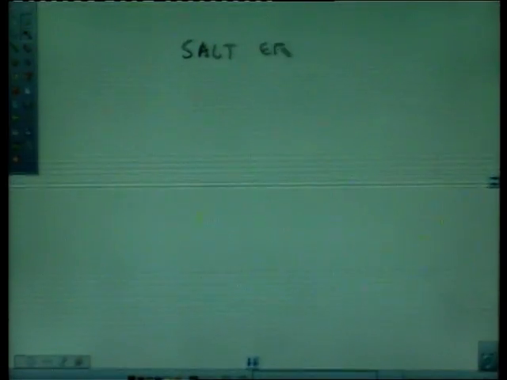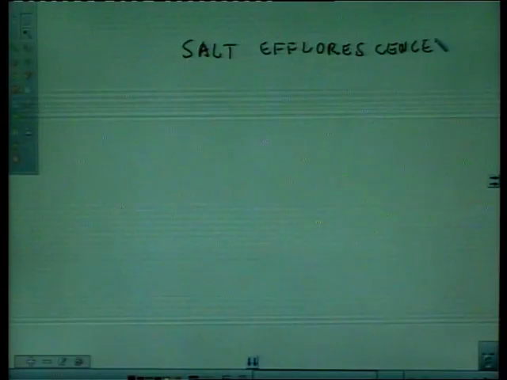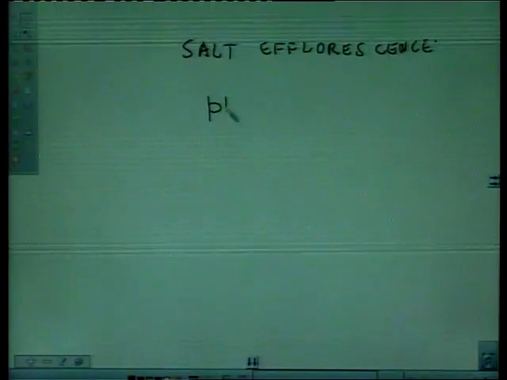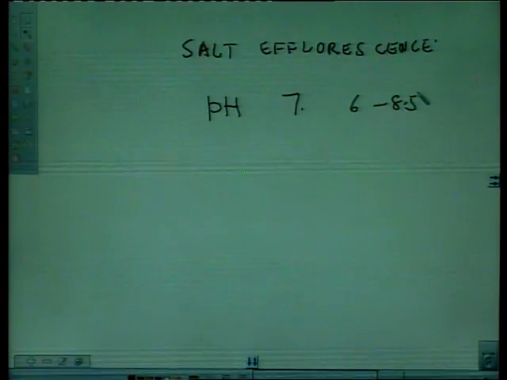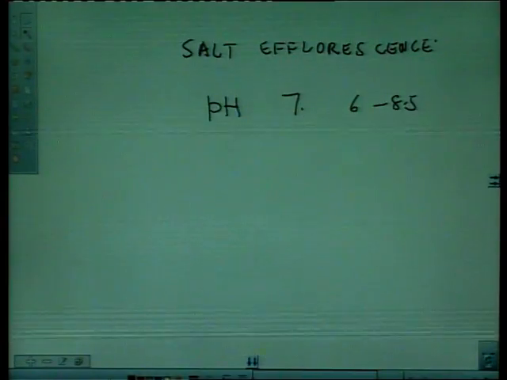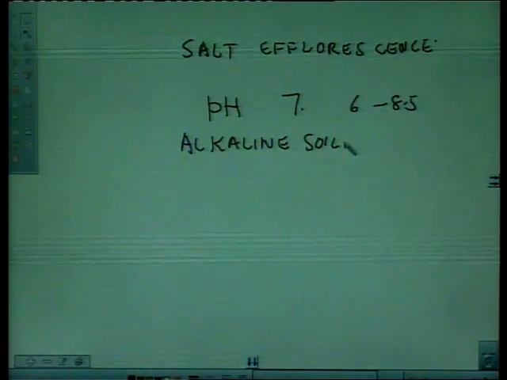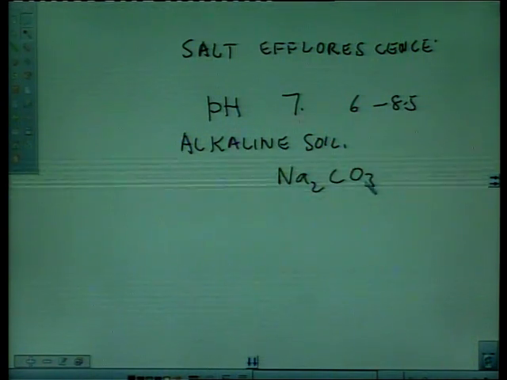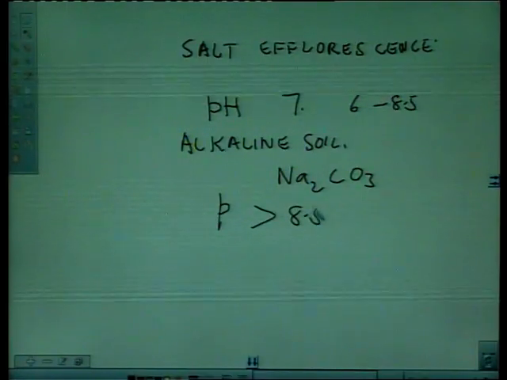Salt efflorescence. For good crop growth soil should be neutral. So, we should have pH value around 7, between 6 and 8.5 for good healthy crops. Then we have alkaline soil. Alkaline soil is one which contains alkaline salts, usually sodium carbonate, to an excessive degree of saturation, pH value being more than 8.5.